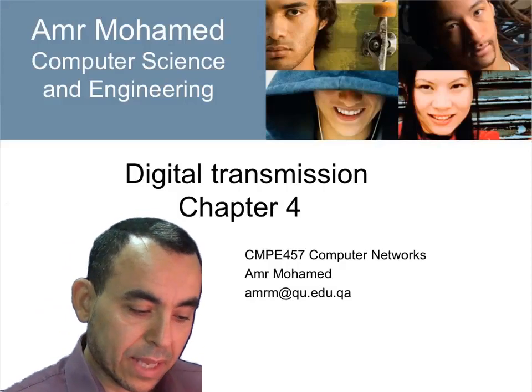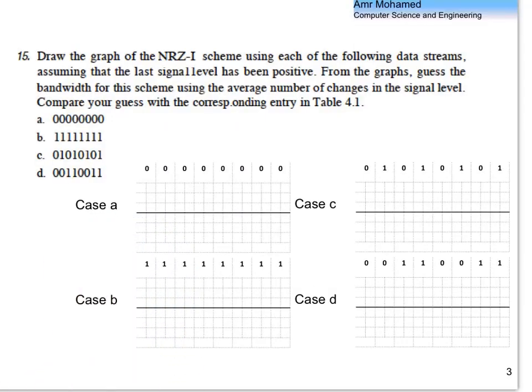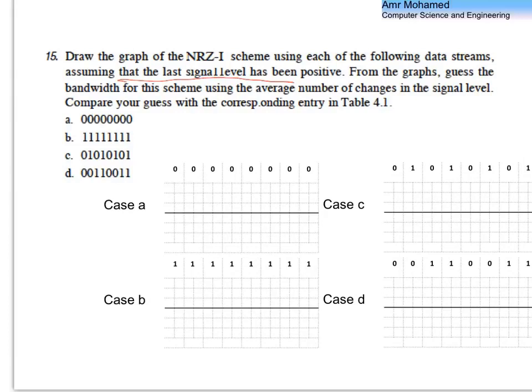To begin, we will start with chapter 4 obviously, and the first question is: draw the graph of the non-return to zero invert scheme using each of the following data streams, assuming that the last signal level has been positive. From the graphs, guess the band for this scheme using the average number of changes in the signal. Compare your guess with the corresponding entry that we have studied in class.